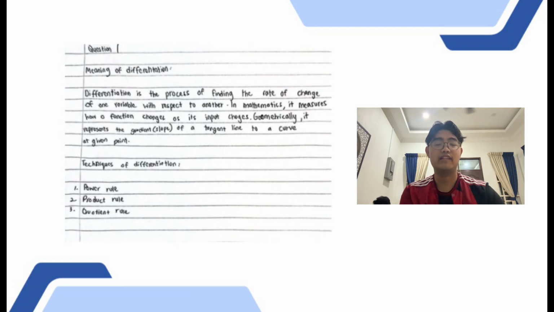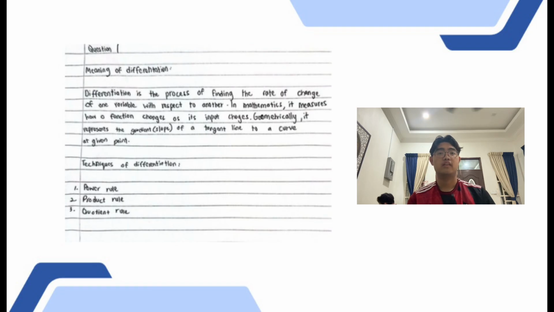We all need to solve differentiation, solving mathematical problems. So the first question is the meaning of differentiation. Differentiation is the process of finding the rate of change of one variable with respect to another. In mathematics, it measures how a function changes as its input changes. Geometrically, it represents the gradient, or we call slope, of a tangent line to a curve at a given point.